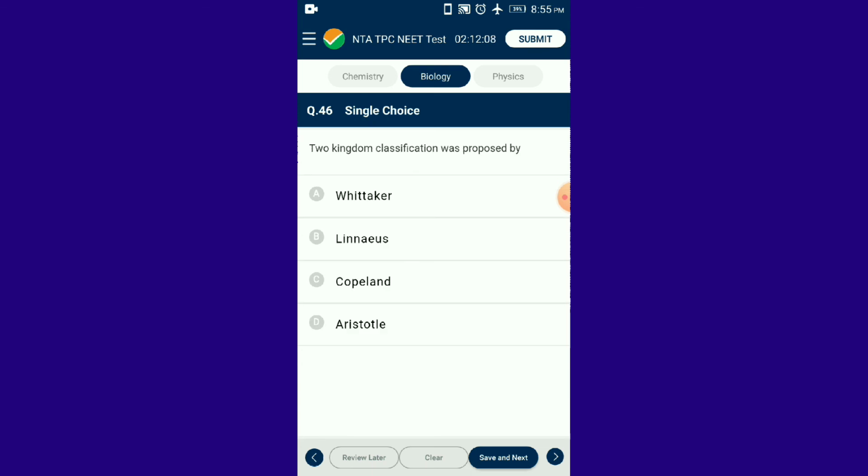Question number 46. Two kingdom classification was proposed by Linnaeus. Linnaeus gave the first proper classification of organisms into two kingdoms, Plantae and Animalia. Copeland proposed the four kingdom system of classification. Aristotle classified plants and animals based on a few observable morphological or superficial characters. Whittaker proposed the five kingdom system of classification.